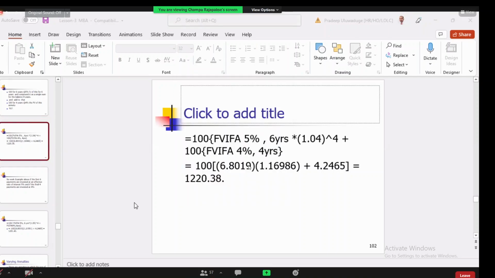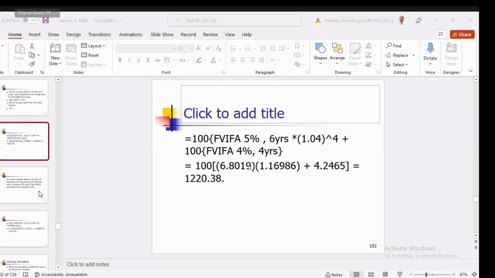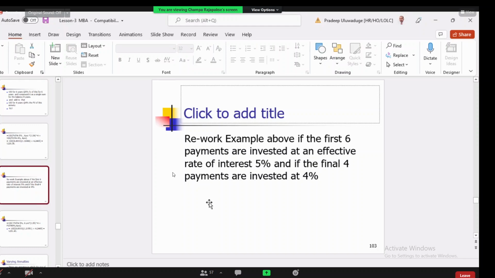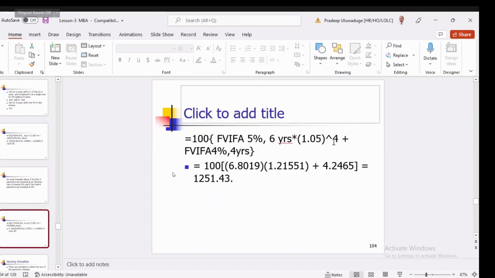Okay. So we take the next example. Rework the example above, if the first 6 payments are invested at an effective rate of 5%. So in that case, it becomes 5% for 4 years. That's the only difference, for 4 years, because we are told that the 6 months investment can be reinvested at 5%.